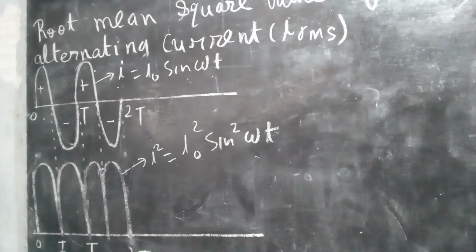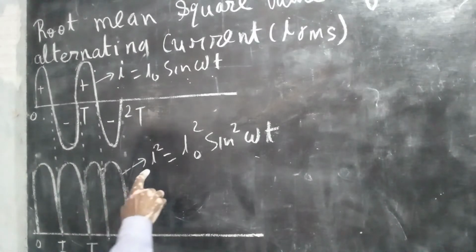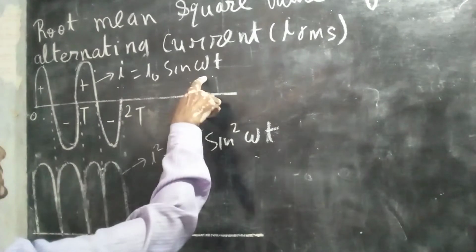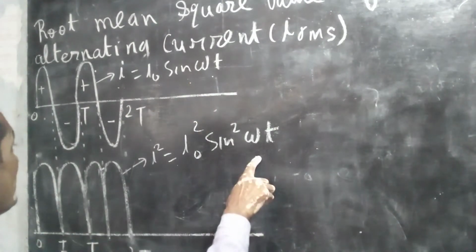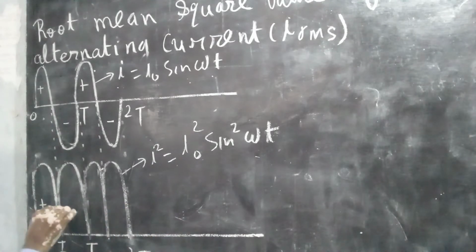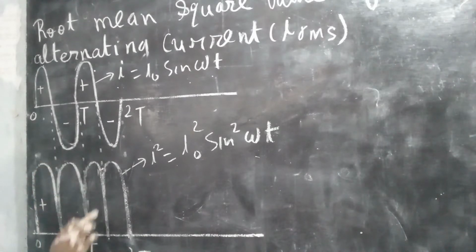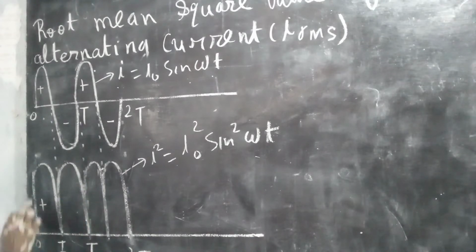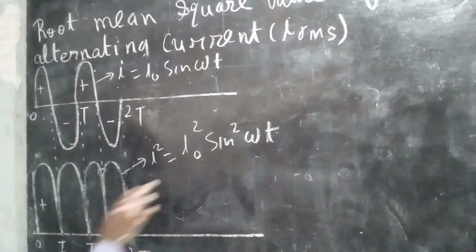Now we find the mean square value of current. In the mean square value we have squared this value. Now we take the mean of this for one cycle, for one time period, that is from 0 to T. To take the mean for one cycle, we add this curve from 0 to T. The process of continuous addition is known as integration. Now we integrate this from 0 to T.